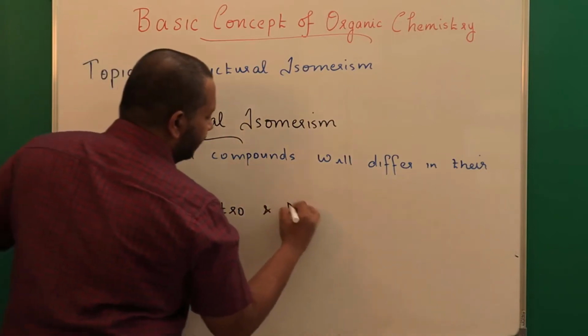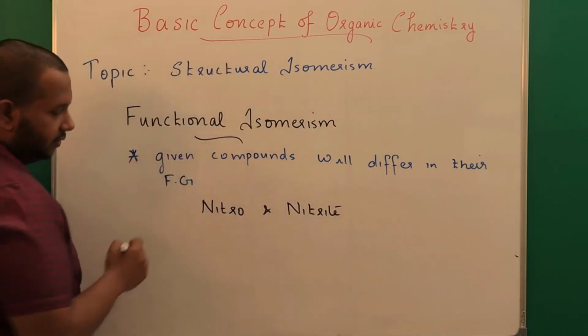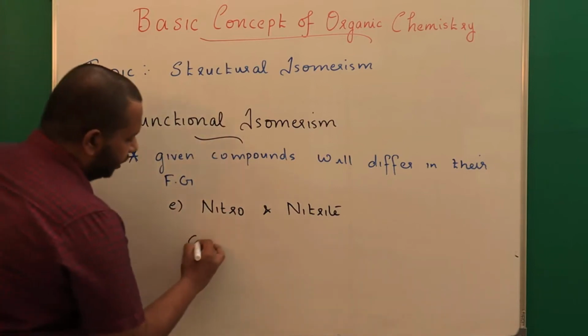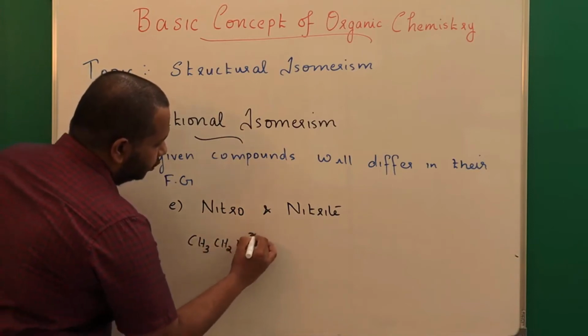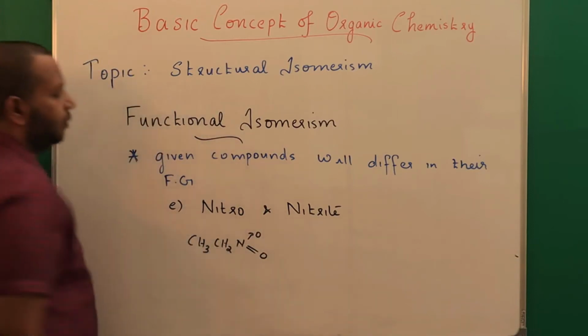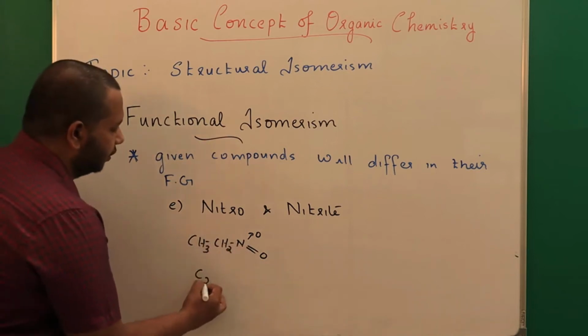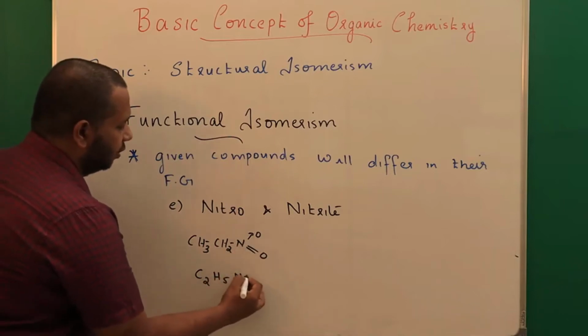Nitro and nitrite. Okay, so this is the fifth pairing, nitro and nitrite. Example, we can say CH3, CH2, NO2. Okay, so if you count here, 2 carbon atoms, C2, then hydrogen 5, then nitrogen 1 and oxygen 2.